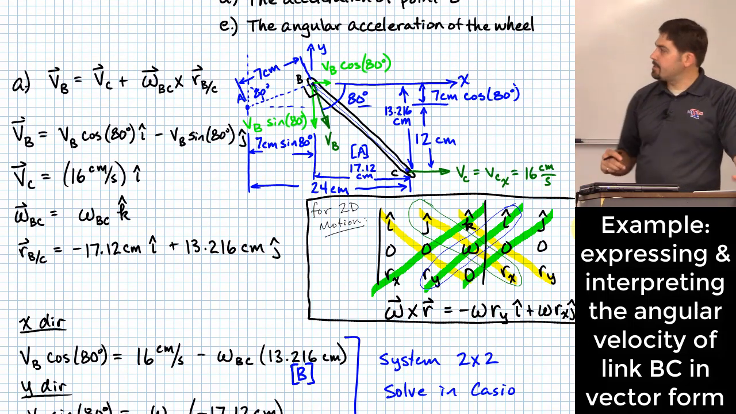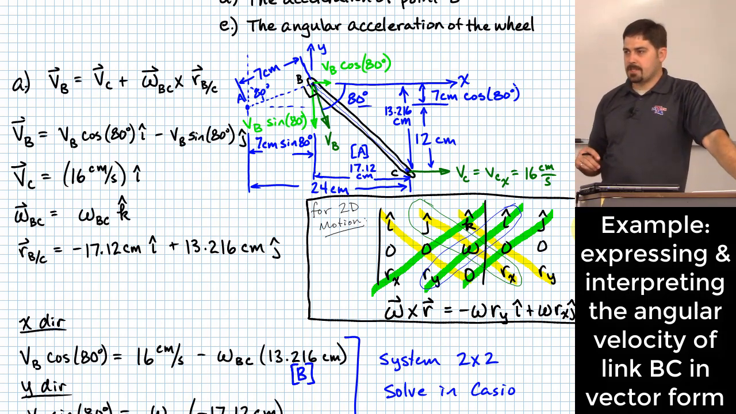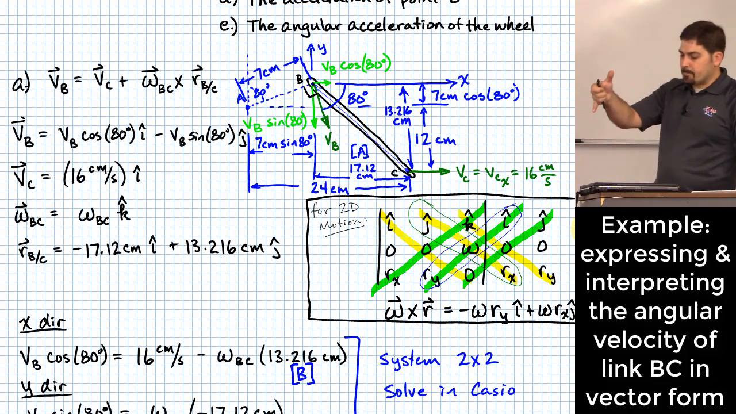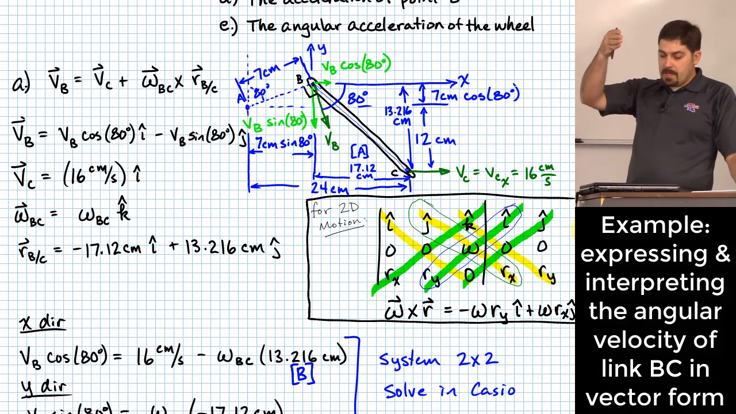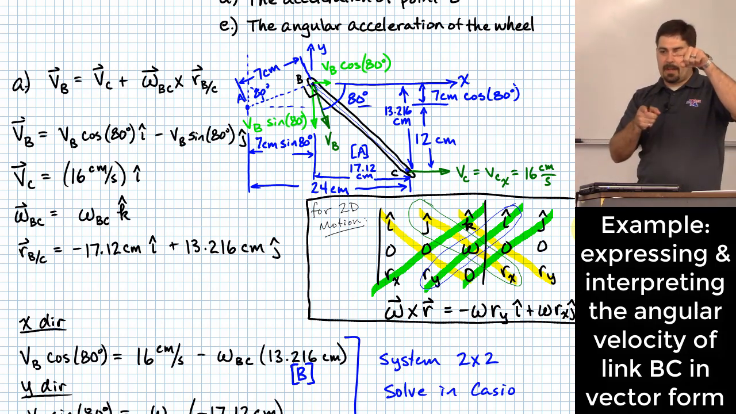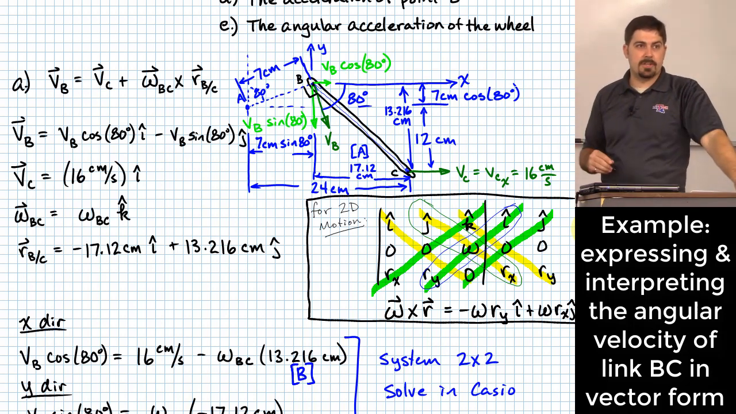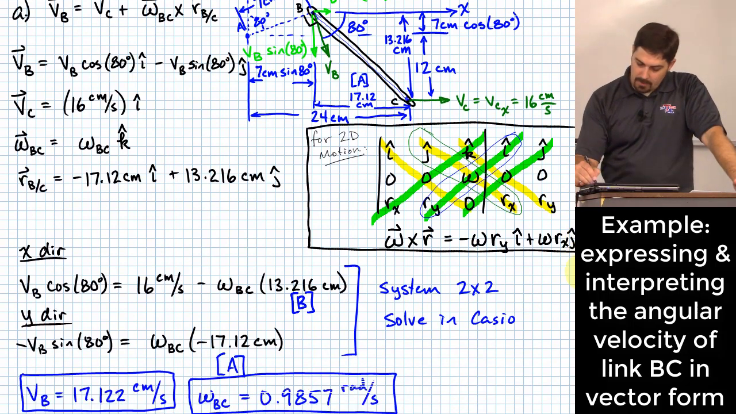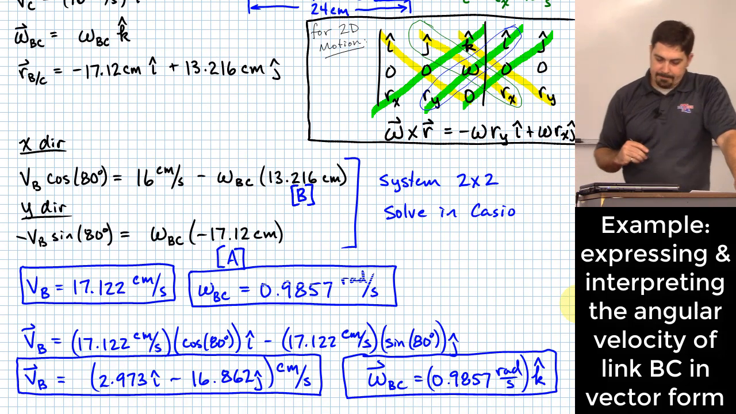Physically, does that make sense? What do you say? I would say it does, because point C is going straight horizontally and point B has this downward component. So if that's happening, then that little piece has got to be swinging such that it has a counterclockwise tendency of rotation. All right, so I feel pretty good about those results.